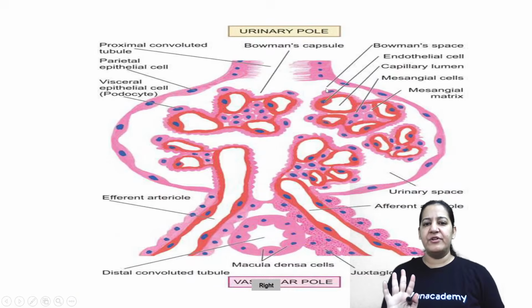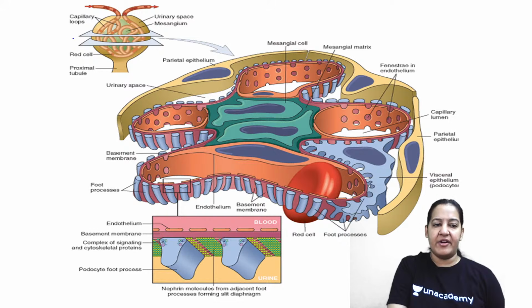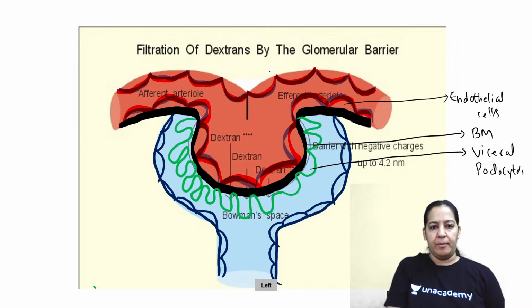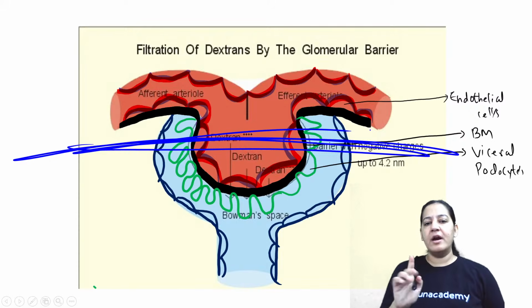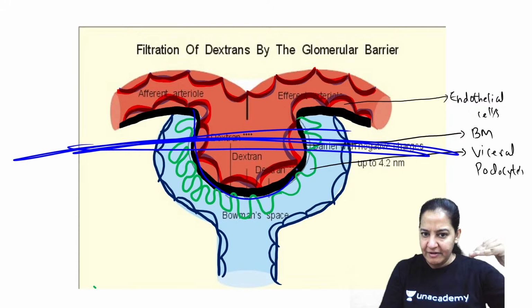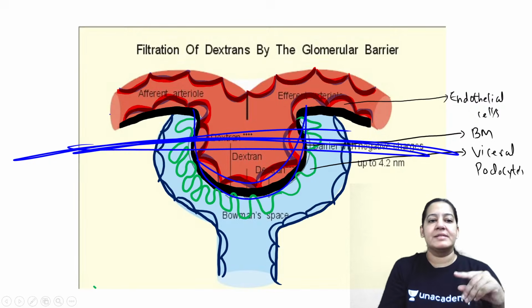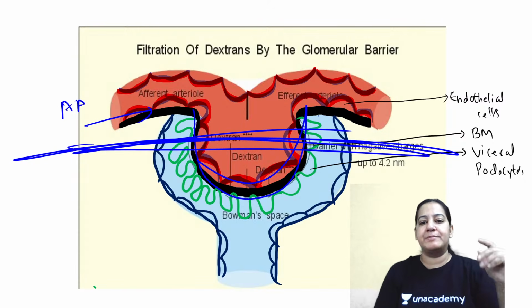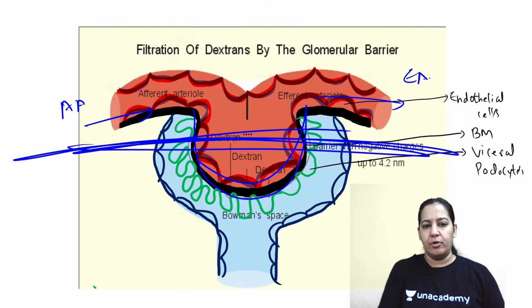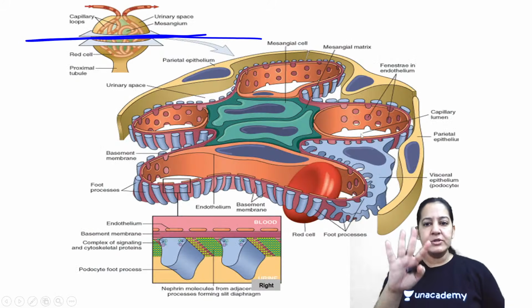So I am done with the filtration barrier. Now you all understand this diagram. If I am cutting the glomerulus from here, and looking from above, now there is not one capillary. Here I have drawn only one capillary, but there are multiple capillaries. The afferent arteriole is coming, forming multiple capillaries inside the Bowman's capsule and leaving out as the efferent arteriole. So if I cut and look from above, this is the diagram.